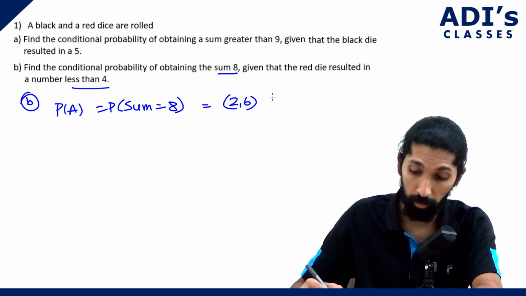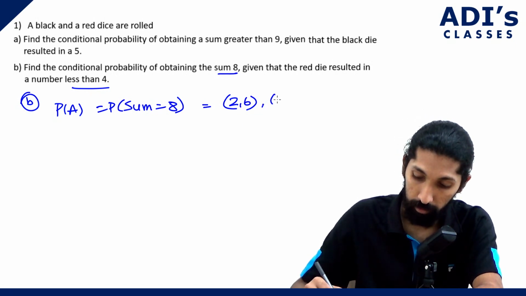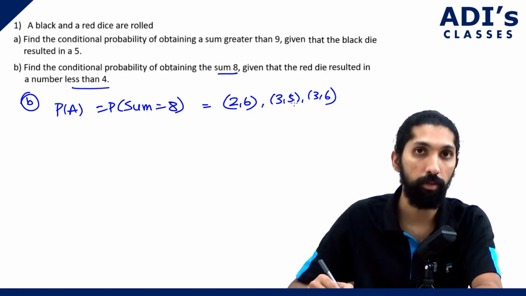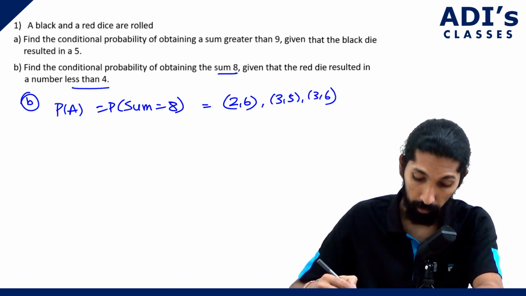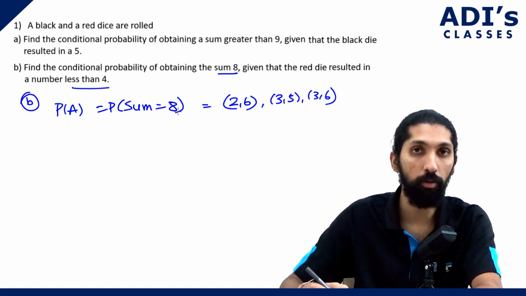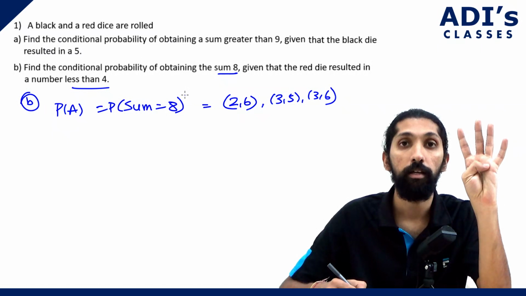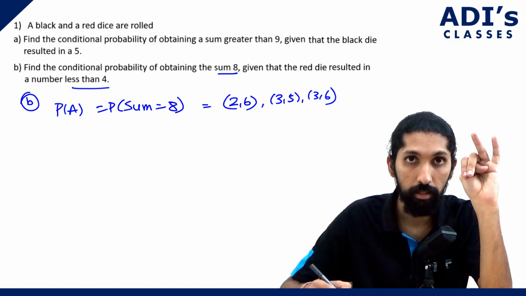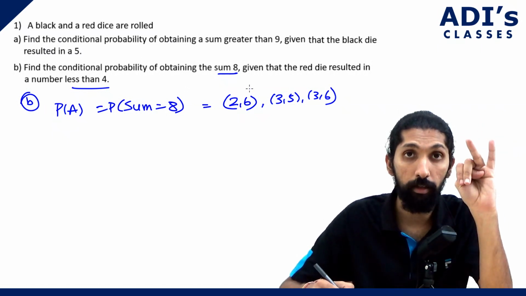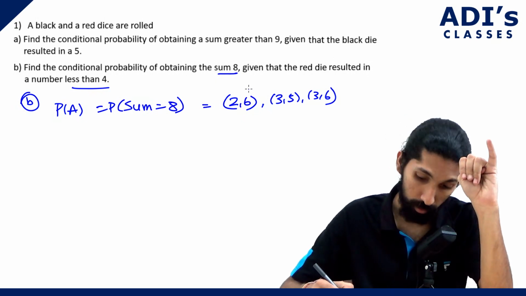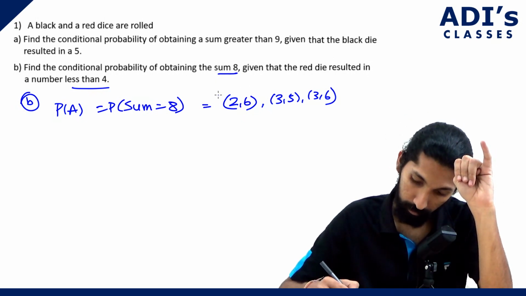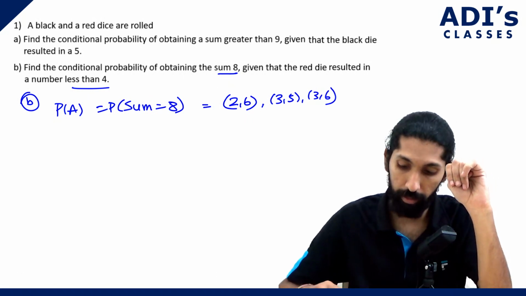Then after that we can also take 3 and 5, 3 and 6. So we need to count, correct? Remember, the sum is equal to 8, isn't it? So 2 and 6, correct? Next 3 and 5, 3 and 6. Next 4 and 4. Oh, sum is equal to 8, isn't it?